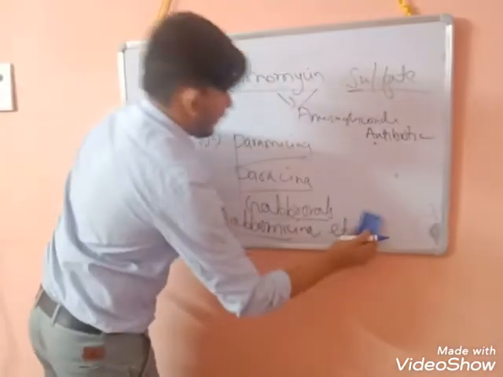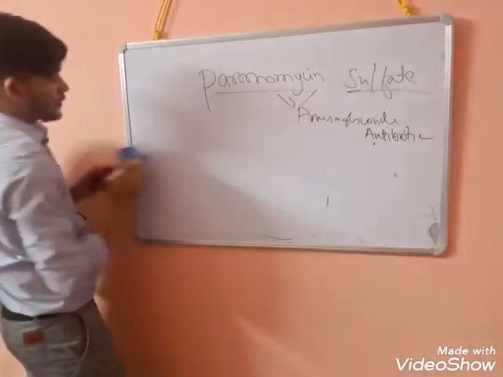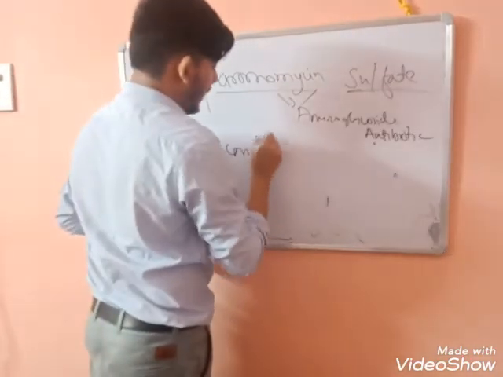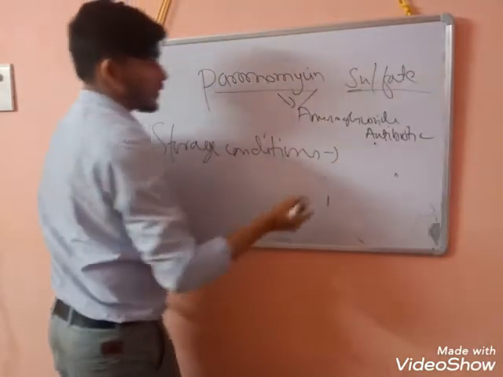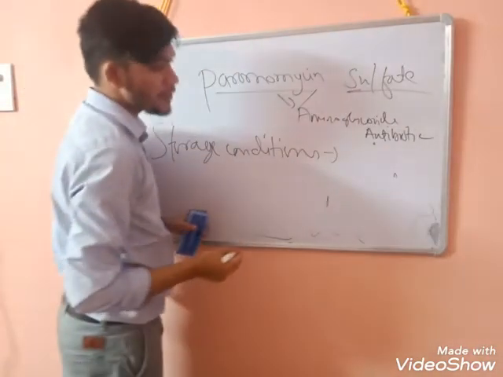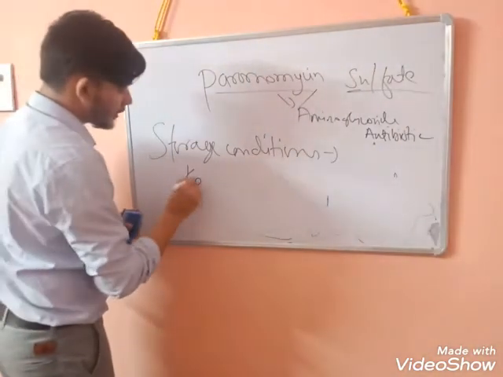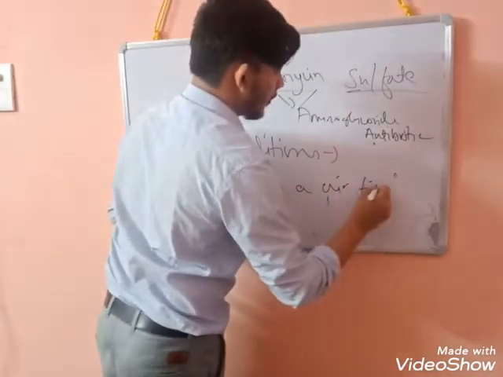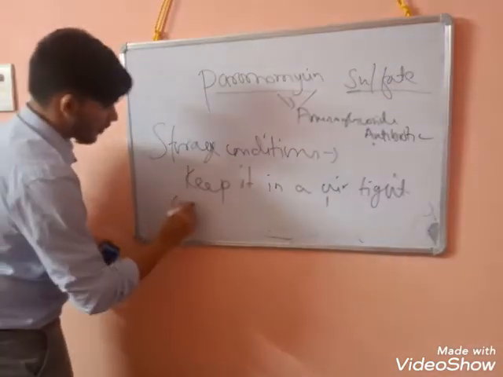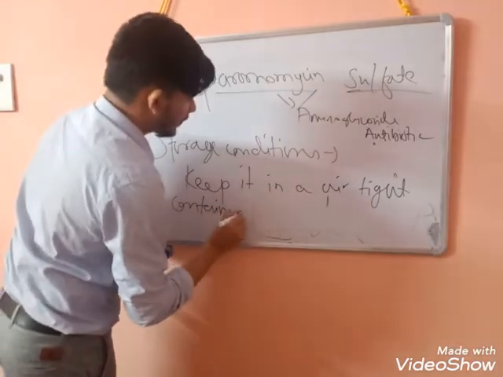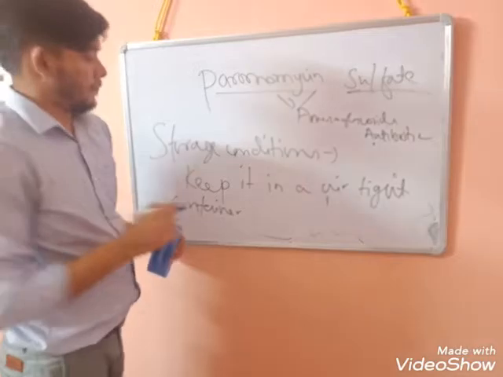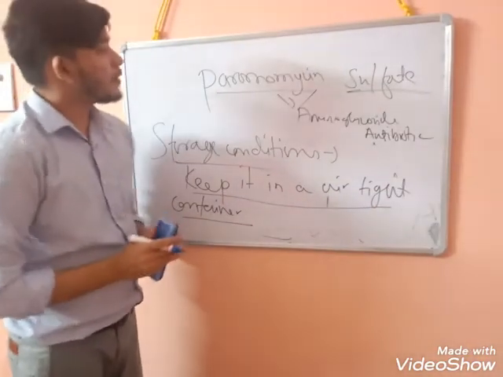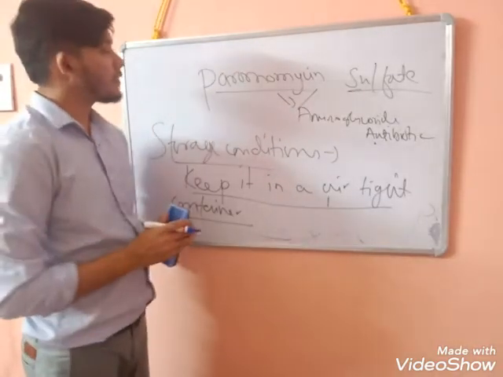Next, the storage condition. As it is hygroscopic in nature, that means it absorbs moisture from the atmosphere, we have to keep it in an airtight container. So this is the storage condition. This is all about paromomycin sulphate, an anti-amoebic drug.